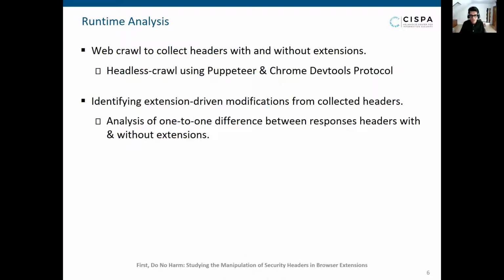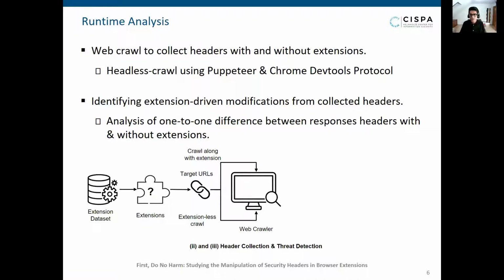Now, the next step is the runtime analysis phase, where the framework performs analysis for each extension separately to exactly identify the security headers and the associated modifications that the extension makes. More precisely, it visits each of the target URLs for an extension by opening two instances of the browser, one with and the other without the extension, and then collects the headers. For extensions that operate on all URLs or any active tab that may be opened by the user, the framework visits the Tranco top 100 domains to identify the modifications among these headers.